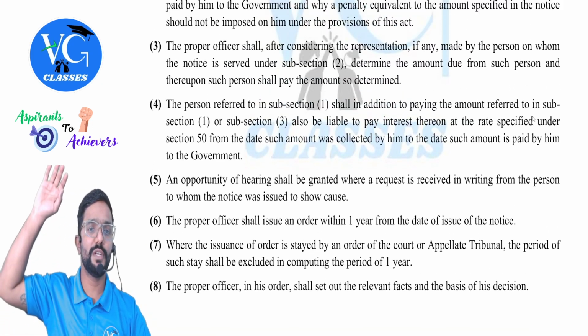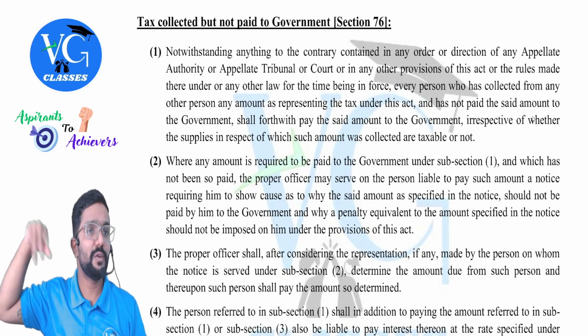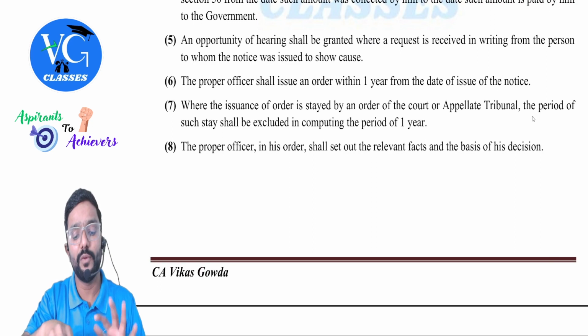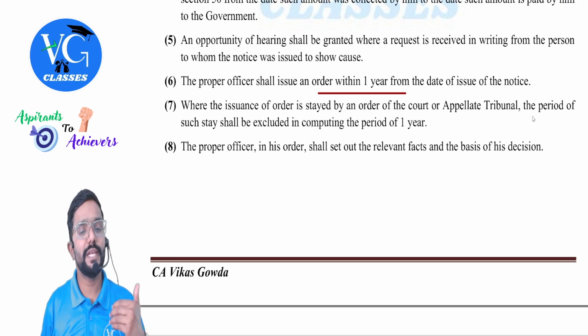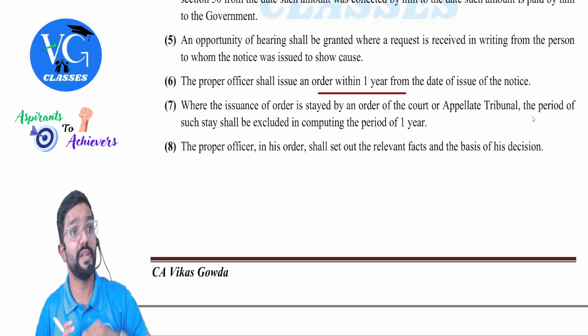See, guys, to issue notice, there is no deadline. But once notice is issued, the order has to be passed within what time? Within 1 year. Okay, sir. Where the issuance of order is stayed by the order of the court or tribunal, the period of such stay shall be excluded in computing the period of 1 year, which we saw previously also.